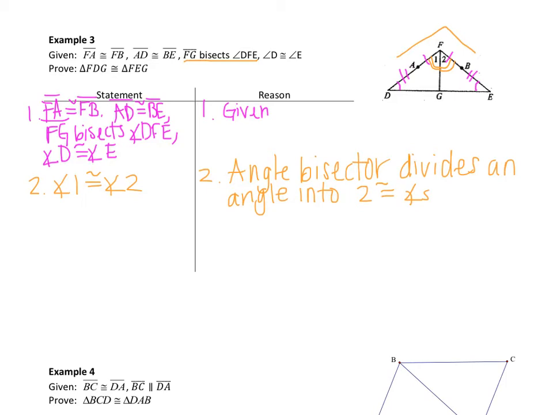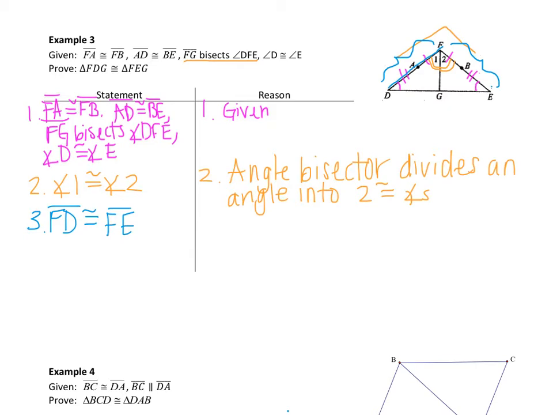For step 3, I'm going to look at this picture again, and I notice that I marked up FA is congruent to FB, and AD is congruent to BE. But nowhere do I have a statement that says FD is congruent to FE. And that's a whole side of a triangle. It was just split up into 2 parts. So I do need to make a statement about FD being congruent to FE. Because in order to prove the triangles congruent, I need a whole side, not just parts of sides, but a whole side congruent to another whole side.